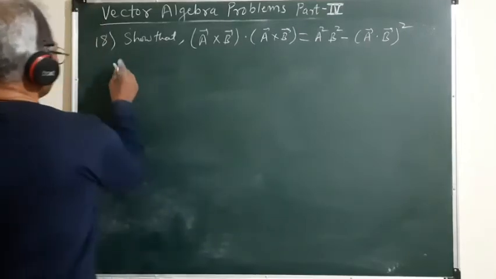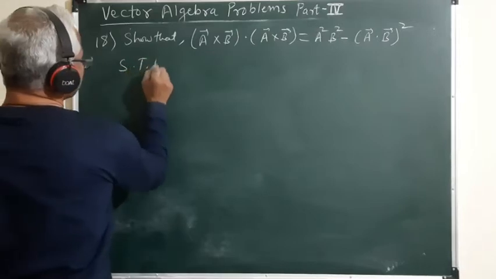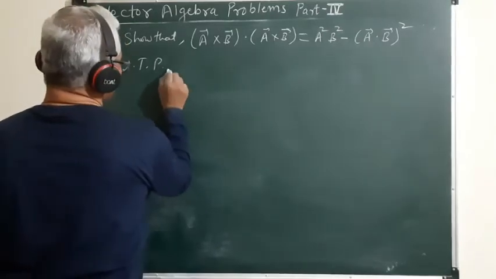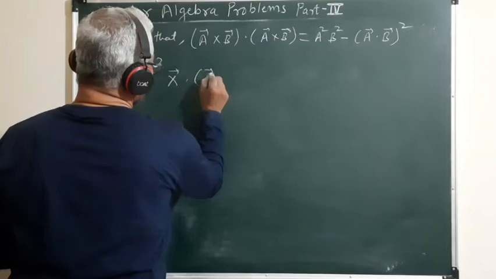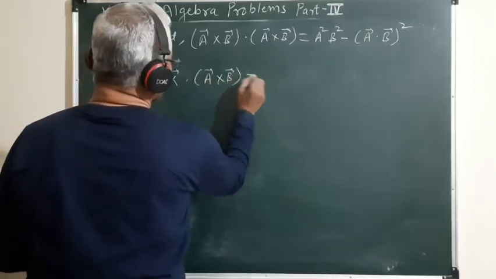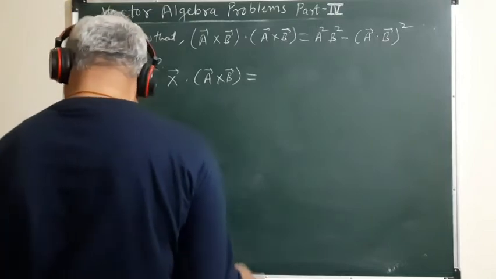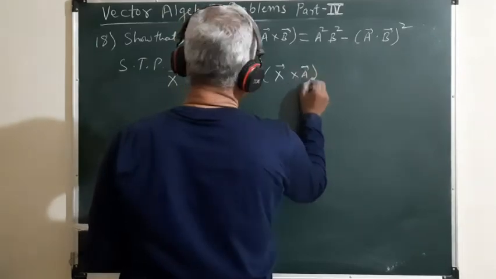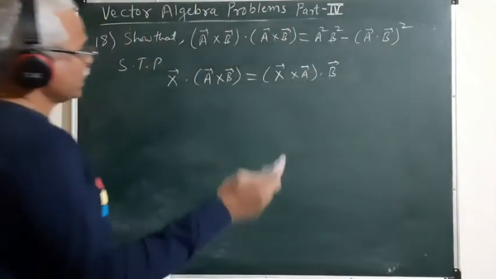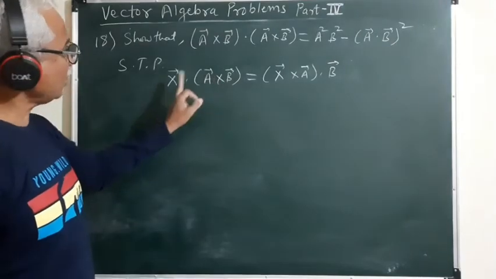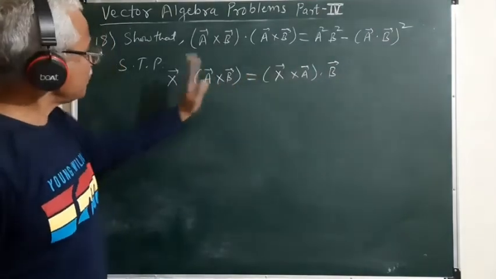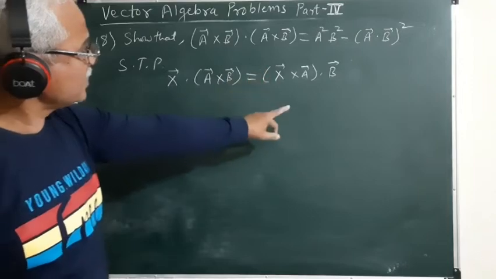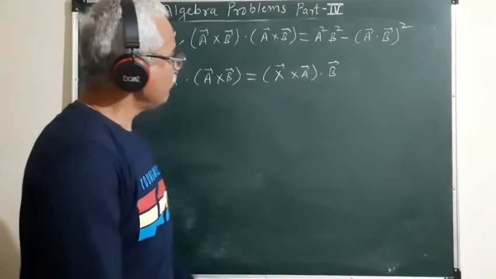So we have the definition of STP, scalar triple product, that the scalar triple product of the three vectors, say x bar dot a bar cross b bar, is nothing but equal to x bar cross a bar dot b bar. We can change the positions of dot and cross here. By interchanging the positions of dot and cross, we can express this as x bar dot a bar cross b bar is nothing but x bar cross a bar dot b bar.